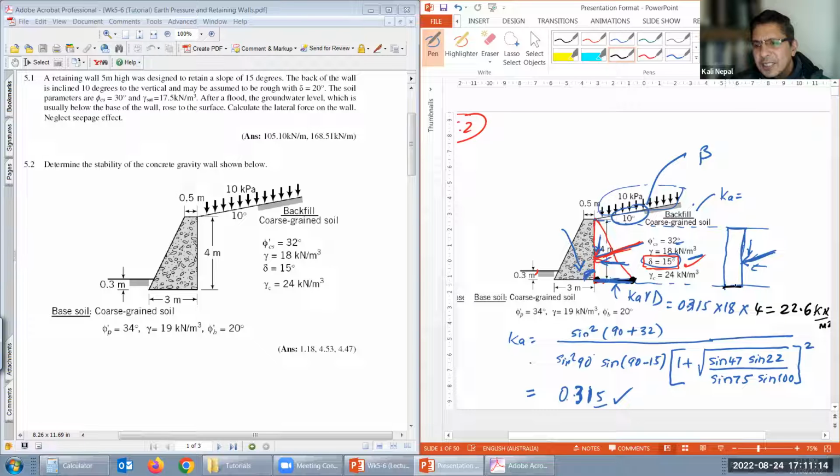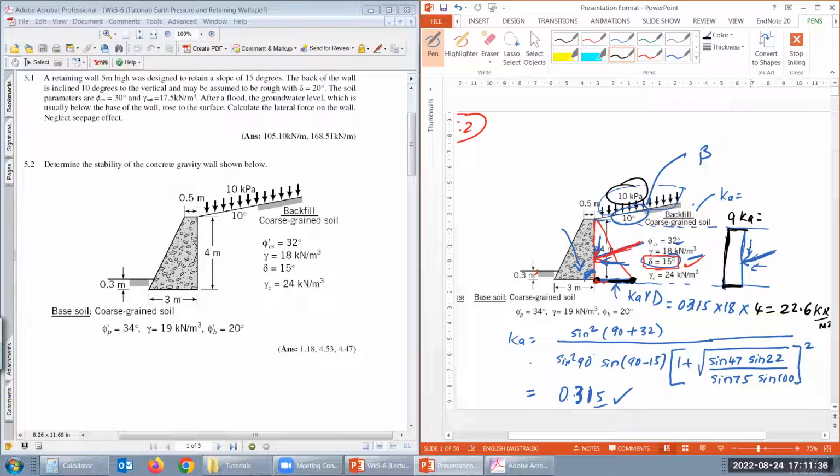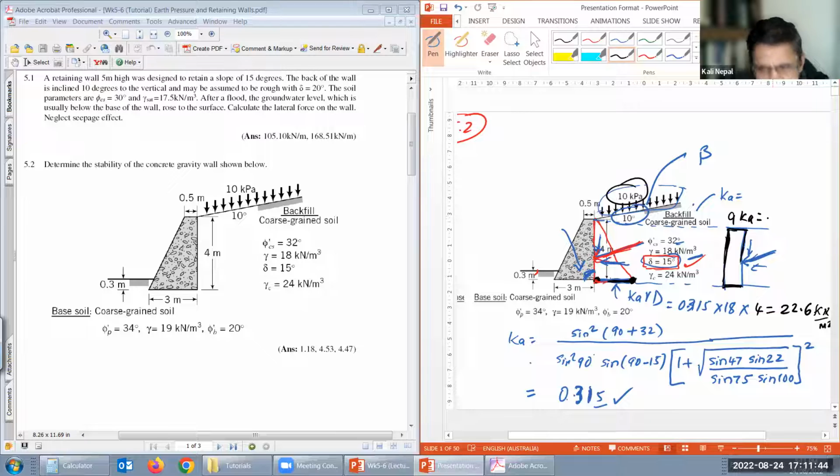So how about this? This is due to surcharge, because you see the surcharge is 10. That's the 10 value. Because the wall was not inclined here, I don't need to convert that, so you can do it straight. So q Ka, how much is that? You can also use 10 degrees if you want. How much is this? 10 times 0.315 is 3.15, right? That's the 10 multiplied. Okay, that must be all right. Kilonewton per meter square.